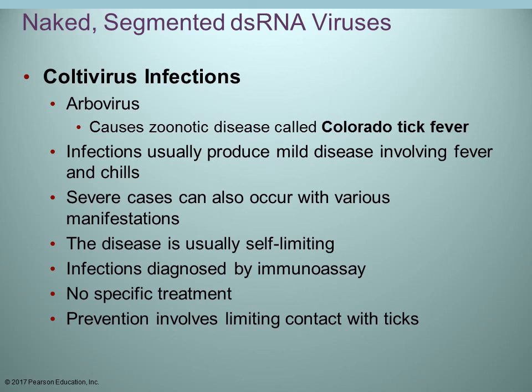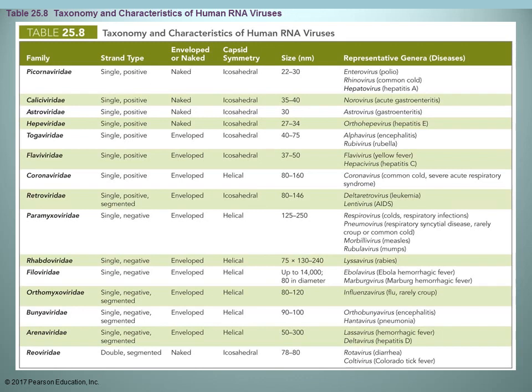Coltivirus causes Colorado tick fever. Usually the infection is going to be mild, with fever and chills. Sometimes individuals can get more severe cases. There's no specific treatment for it, and because it is transmitted by ticks, once again, prevent that transmission.